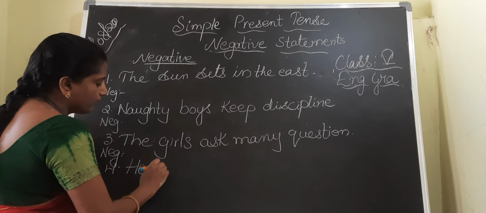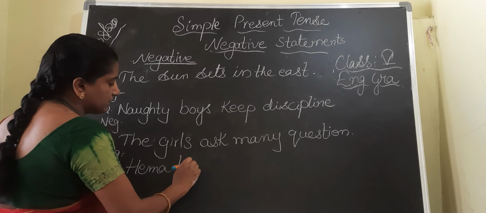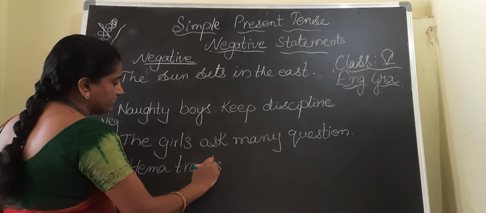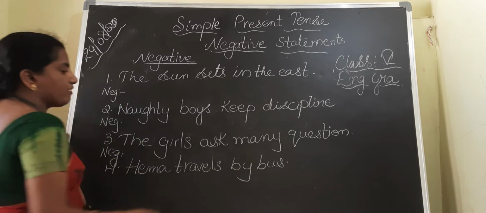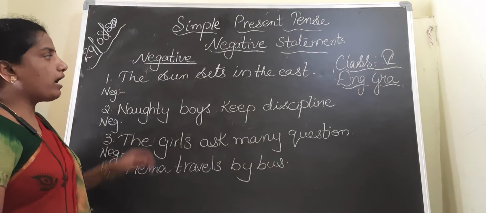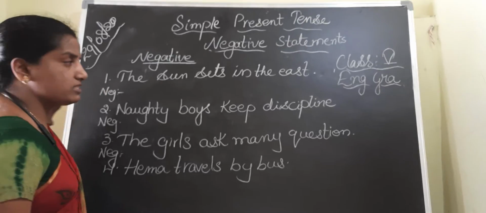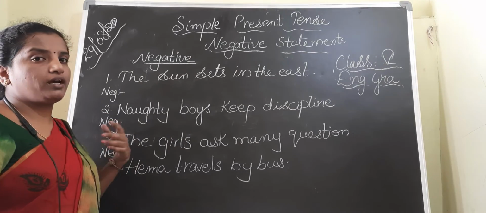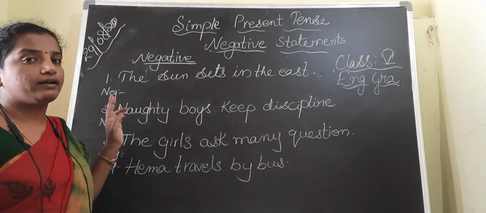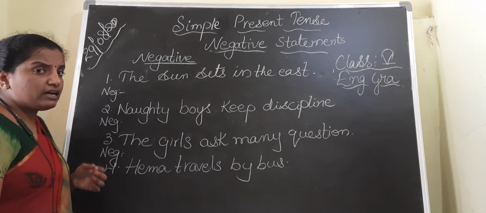Hema travels by bus. Now, starting from the first statement, who is the doer of the action about which we are talking here in the statement? We are talking about the sun.